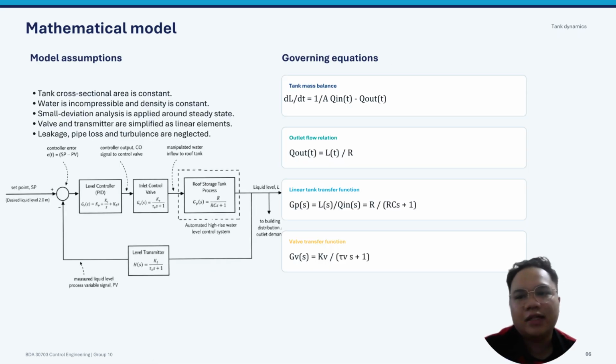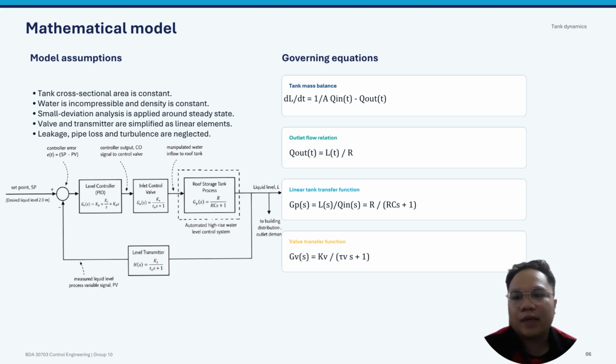Next, I will explain the mathematical model of the water level control system. Several assumptions were made to simplify the model. The tank has a constant cross-sectional area, the water is incompressible, and the system operates around a steady state condition. Pipe losses, leaking, and turbulence are neglected.